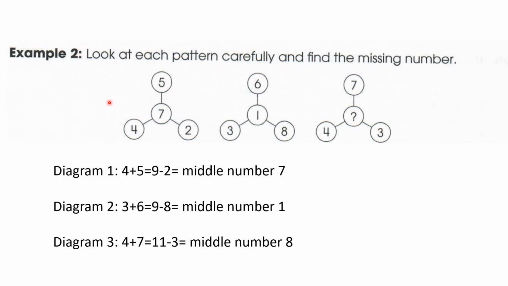In the first diagram, using 2 mathematical operations, which are addition and subtraction, we would do 4 plus 5, which equals 9, minus 2 would give us our middle number 7. Let's do it again on the next diagram. 3 plus 6 equals 9, minus 8 would give us our middle number 1. In our next diagram, it shows that our middle number is missing. So we would do 4 plus 7, which would equal 11, minus 3 would give us 8.